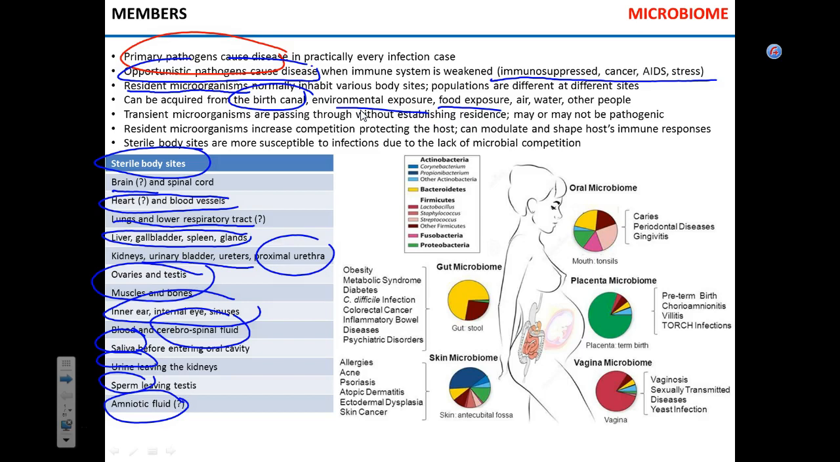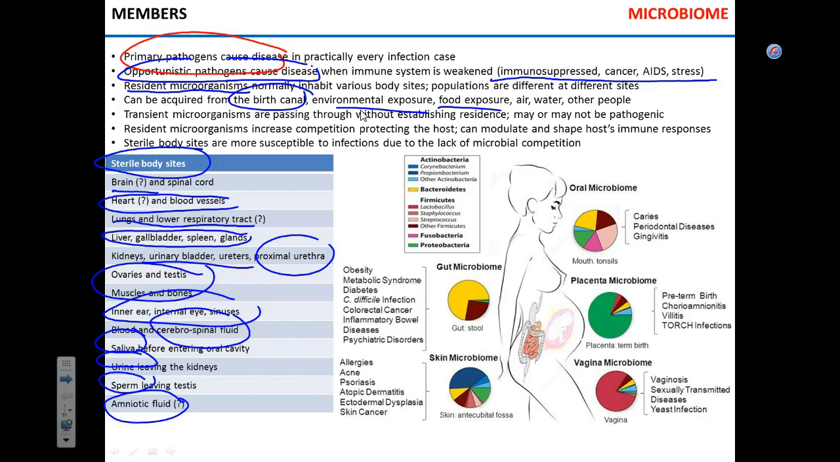The question, of course, is how did those species get there? There's no answer yet, but probably there's some microbial exposure even in utero. Does that make sense? Good.